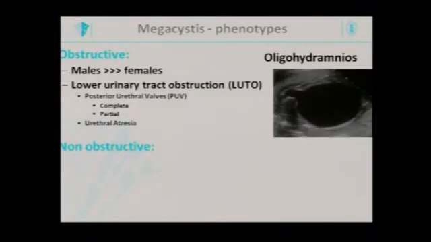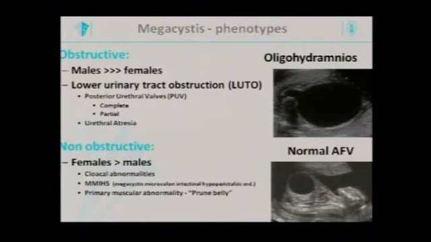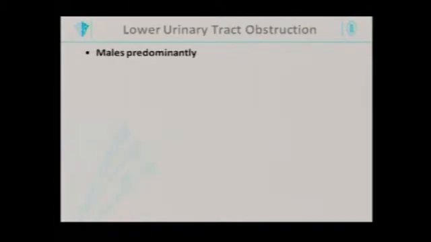Later in pregnancy is more the typical patient that you will be confronted with. And this is the typical image of a keyhole sign, and what you cannot see here is that there is no fluid. What we are mainly talking about are these patients, the males. And the acronym LUTO actually covers posterior urethral valves and atresia and perhaps a number of anomalies that we have not understood yet, but that are obstructive. You can have non-obstructive similar images, but in females that are part of other conditions.